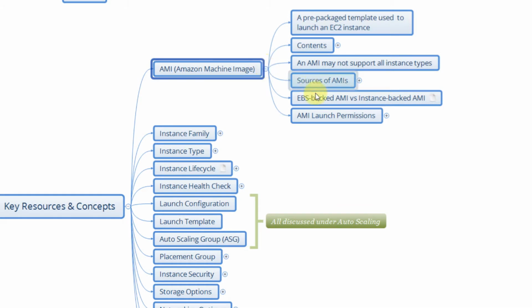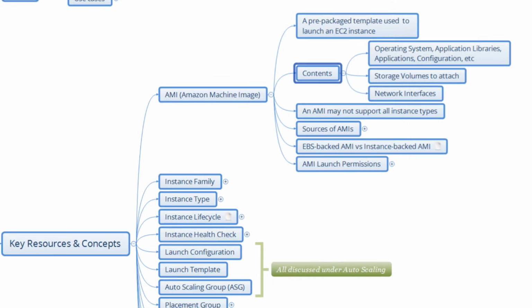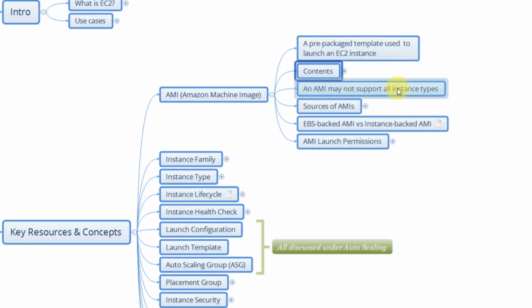AMI is an Amazon machine image. It's essentially a template that's prepackaged and it's used to launch an instance. What does an AMI contain? It has the operating system, application libraries, applications, configuration files, and so on. The storage volumes to attach to the instance and the network interfaces that are part of the instance are all defined by an AMI. A specific AMI may not support all the different 300 instance types.